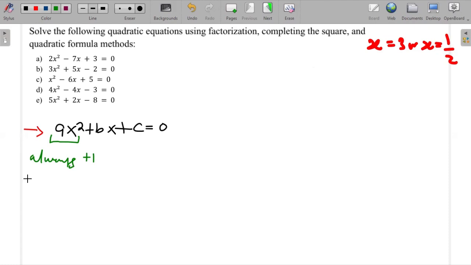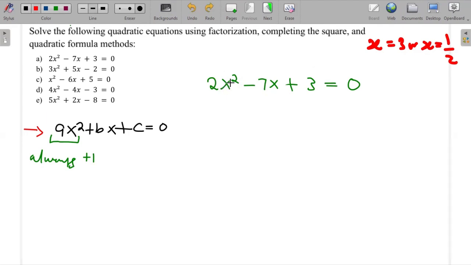Once you make the coefficient of x squared a positive 1, then you start completing the square. So always make the coefficient of x squared a positive 1. If you can't, there will be nothing you'll be doing; you won't be completing any square. Now look at what we've been given: 2x squared minus 7x plus 3 equals 0. I noticed that my coefficient on x squared is not a positive 1, so I need to make it 1.